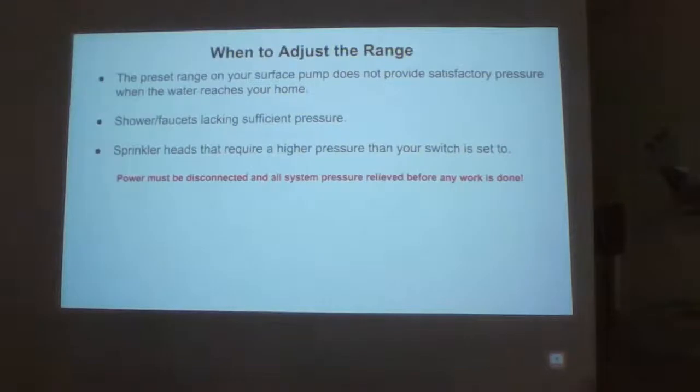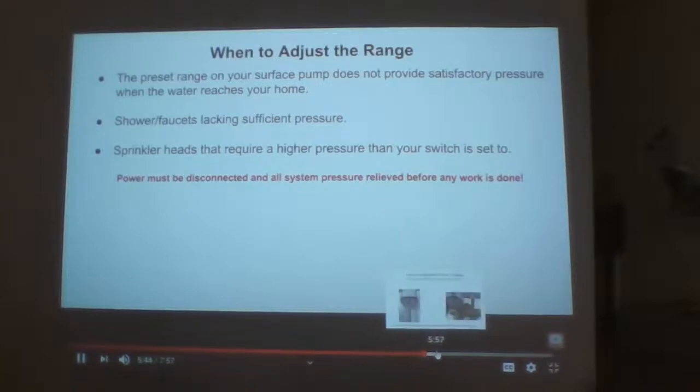Now for a quick recap. Here are some reasons why you may want to adjust your pressure switch settings. For example, your surface pump is located at a lower elevation than the home or area that you need to supply water to. Raising the range will compensate for the pressure loss of the hill. Have more pressure in the shower or faucets.